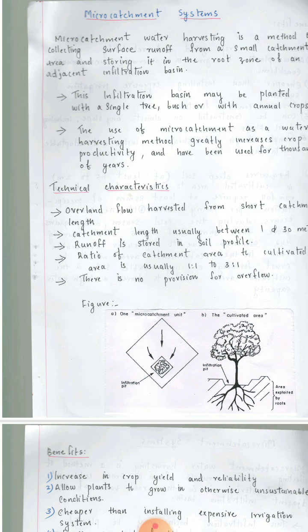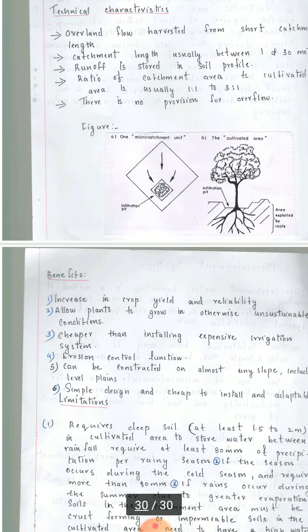Next, coming to the technical characteristics: overland flow harvested from short catchment length. So the water which is overflowed can be used. Catchment length is usually between 1 and 30 meters. Runoff is stored in the soil profile. Ratio of catchment area to cultivated area is usually 1:1 to 3:1. Means the catchment area is 1 and the cultivated land is 3. There is no provision for overflow, that is, the water cannot be wasted here.